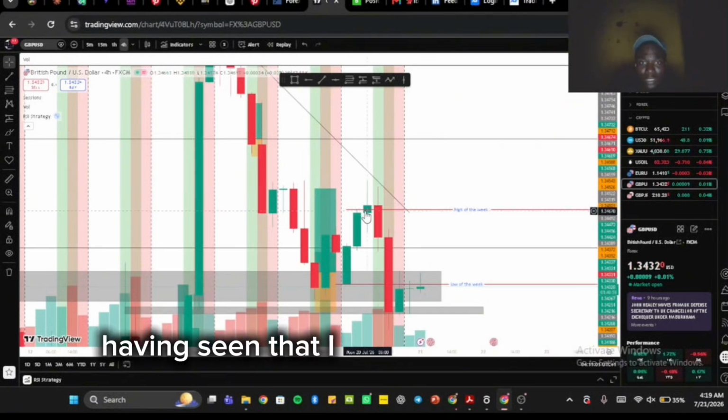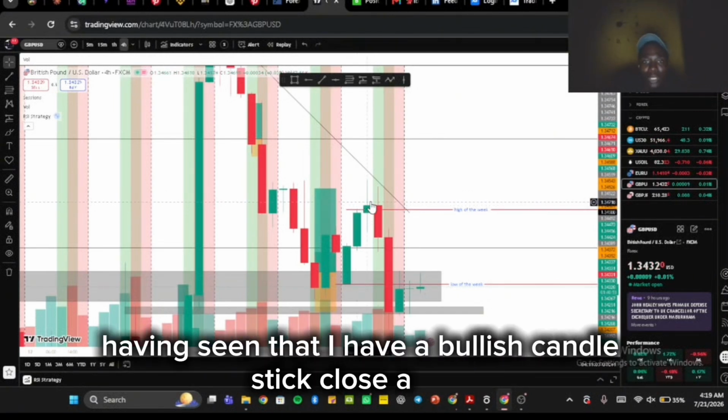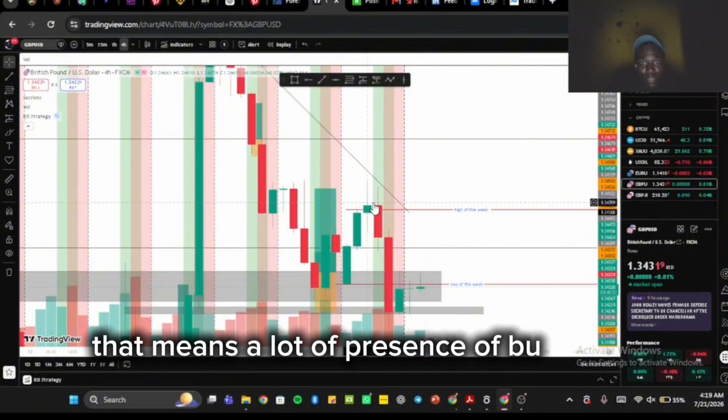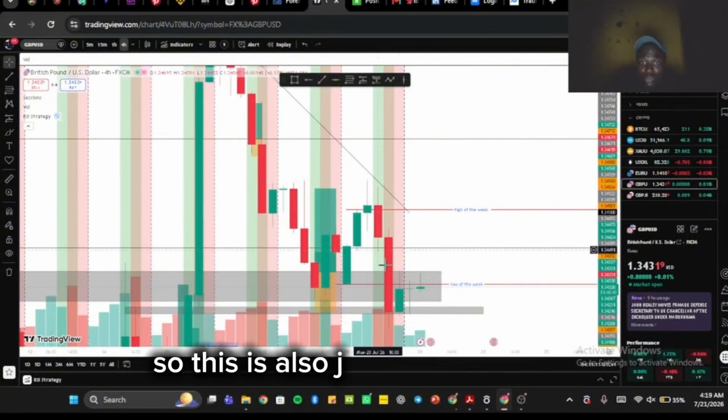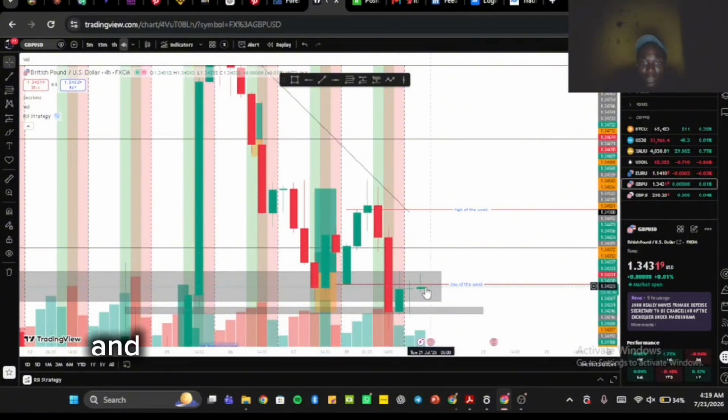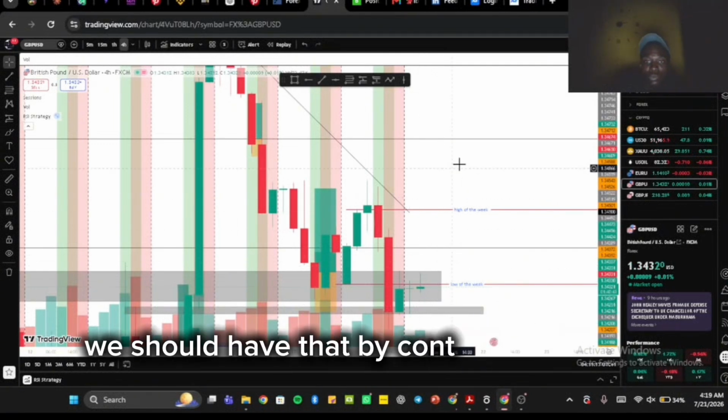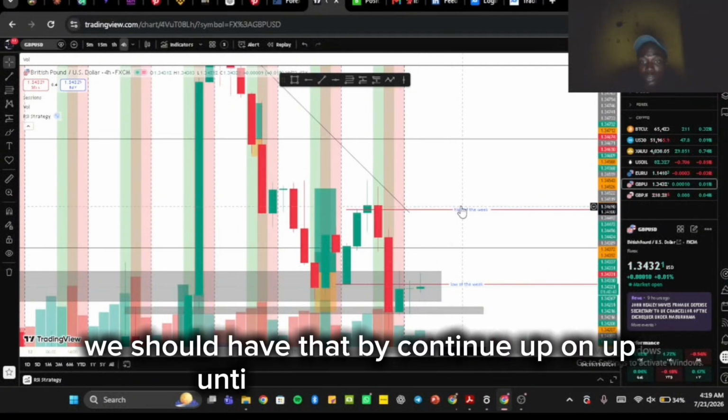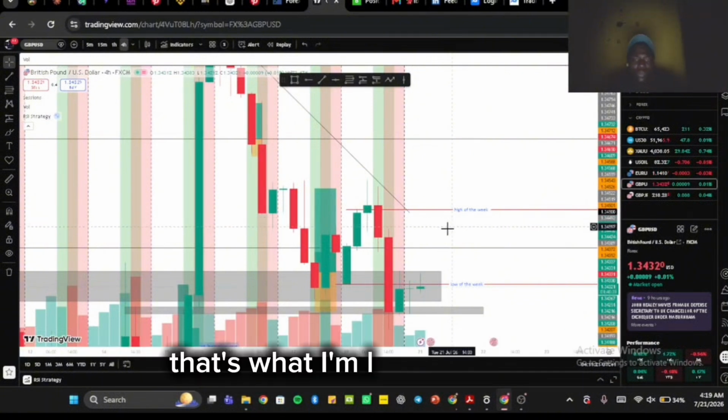Having seen a bullish candlestick close above, that means there is a lot of presence of buyers in the market. So this is also all just a retracement, and the price is expecting this level already. We should have that buy continue up until the high of the week. That's what I'm looking out for.